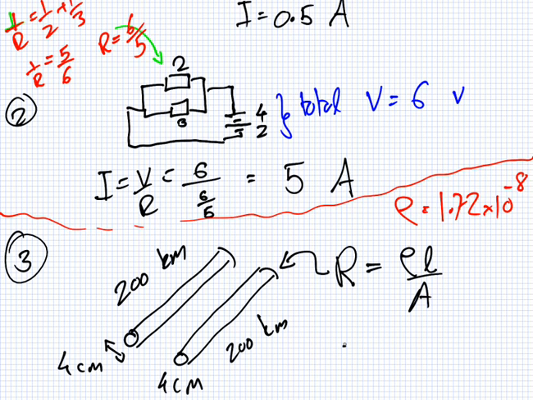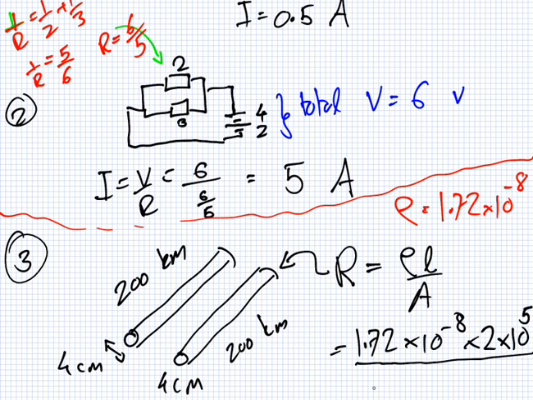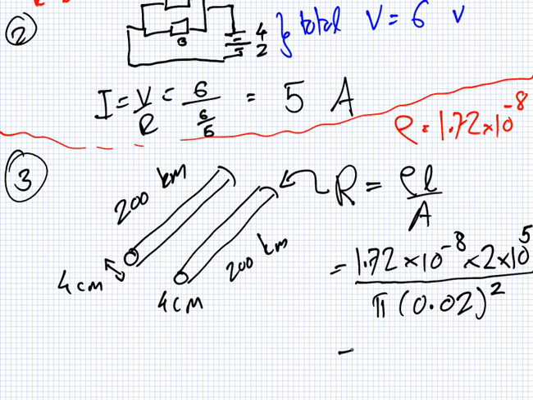Right, so resistance in one of the wires is equal to rho L over A, which will be 1.72 times 10 to the minus 8 times 2 times 10 to the 5 all over pi times 0.02 squared. KJ, what do you get? It's 2.74. 2.74. Yeah?